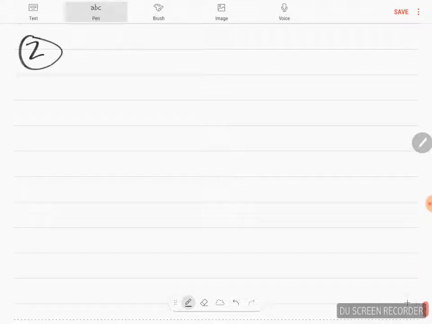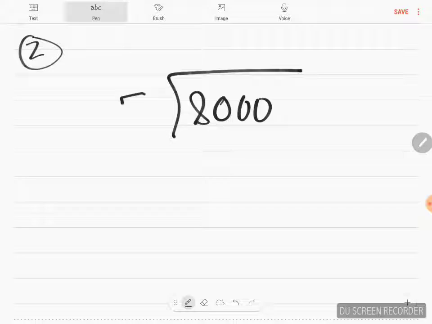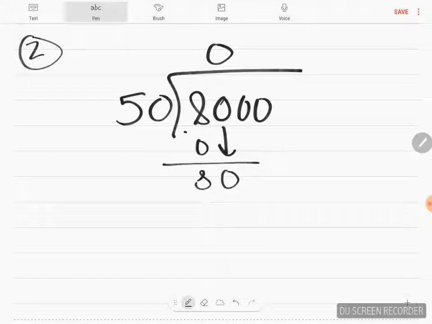Question 2. The farmer harvests 8,000 bushels of grain from 50 acres. The crop produced an average of how many bushels of grain per acre? This is just simple division. All we're doing is dividing 8,000 by 50. How many times can 50 go into 8? 0. How many times can 50 go into 80? 1 time.